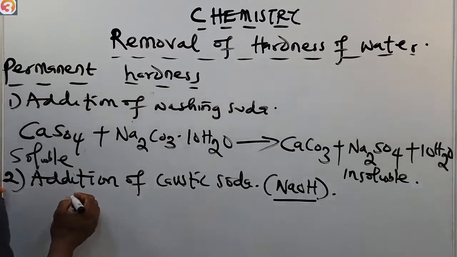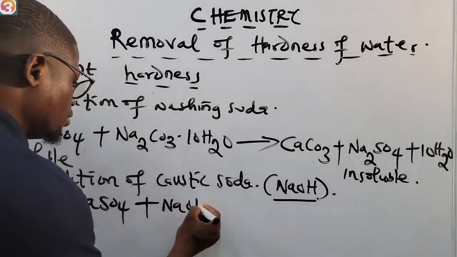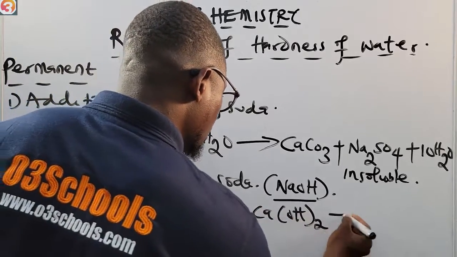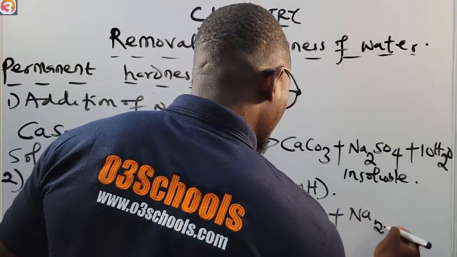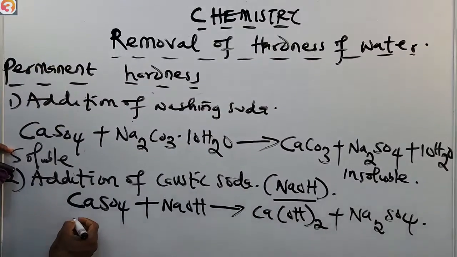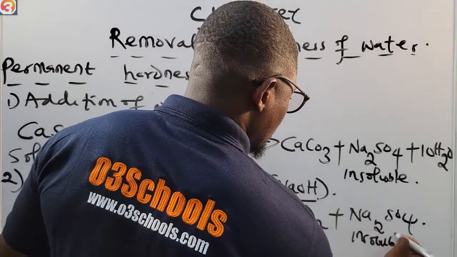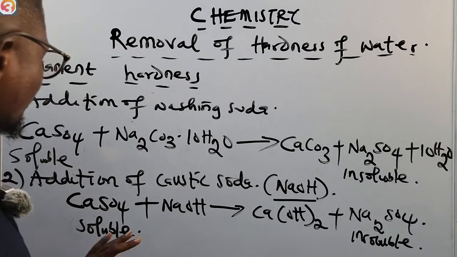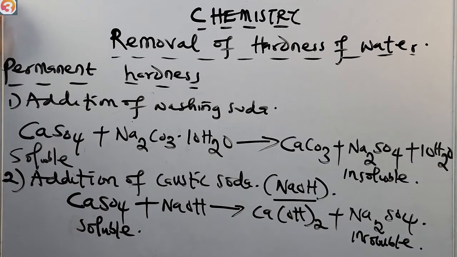So what happens is that I'm going to have CaSO4 as usual, plus NaOH. This will now give us Ca(OH)2 plus Na2SO4. Again, this one is soluble, calcium tetraoxosulfate(VI), while this one is an insoluble salt, sodium tetraoxosulfate(VI), that is given out. So those are two methods that we have seen for removing permanent hardness.